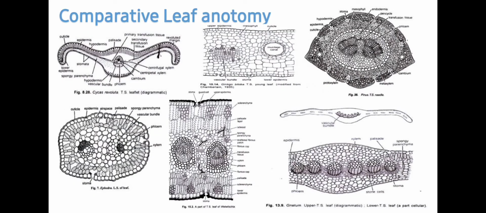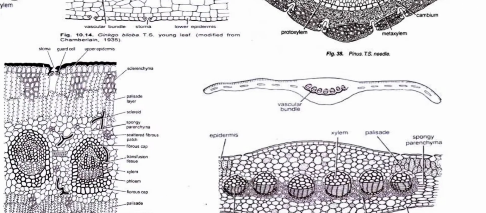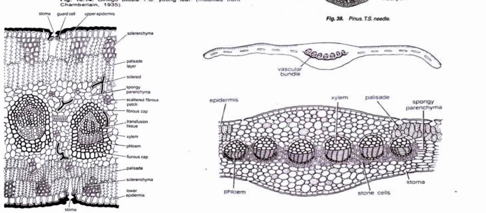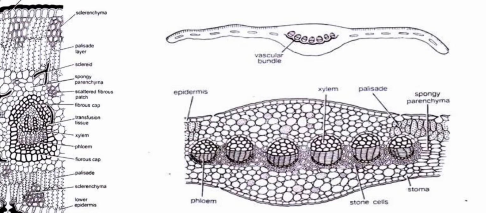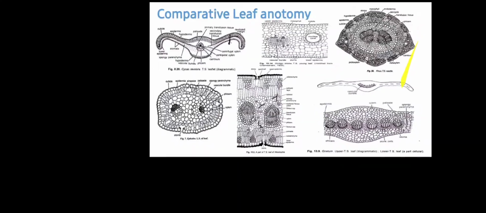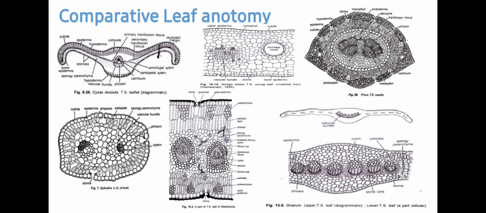Again, in all the leaves you can see stomata are highly reduced and they are sunken type and generally restricted to the lower surface. If we talk about gnetum, you will see that the leaf resembles the dicot leaf and it is bifacial, and you will find prominent stone cells around the vascular bundle, generally outside the phloem. So this is the comparative leaf anatomy of gymnosperm.